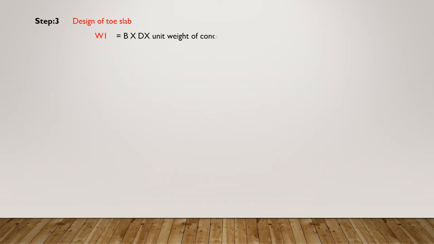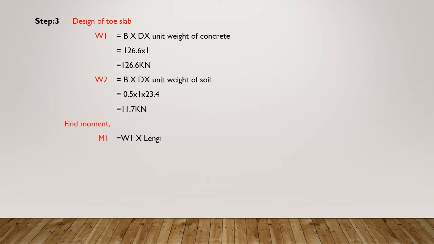Then design of toe slab. So W1 is equal to B into D into unit weight of concrete. So W1 is equal to 126.6 kilonewton. Then W2 is the same as the rectangular portion, B into D into unit weight of soil, because this is the soil area portion. So B is 0.5, D is 1 meter, and unit weight 23.4, so that is 11.7 kilonewton.